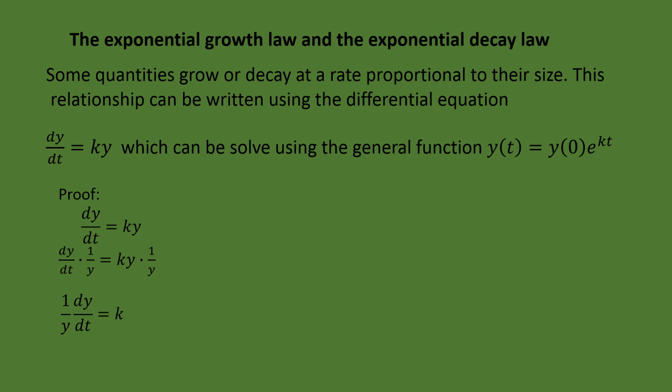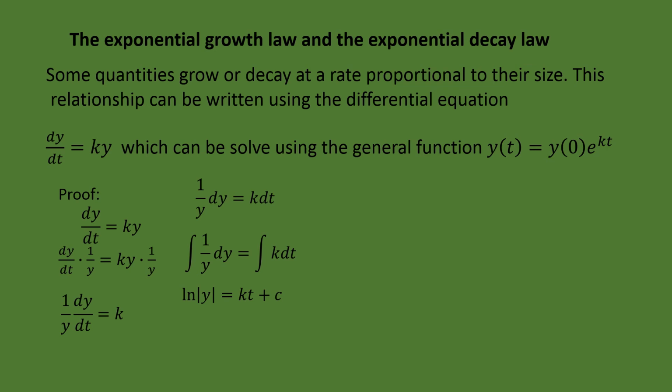Then we can actually multiply dt to the other side, so it becomes 1 over y dy is equal to k times dt. Then we can now get the integral of both sides: integral of 1 over y dy and integral of k times dt. Then, of course, we will have to use the properties of logarithm for 1 over y. So it will become ln of y is equal to k times t plus c, because t is the variable of integration. So we multiply it by k because k is also a constant.